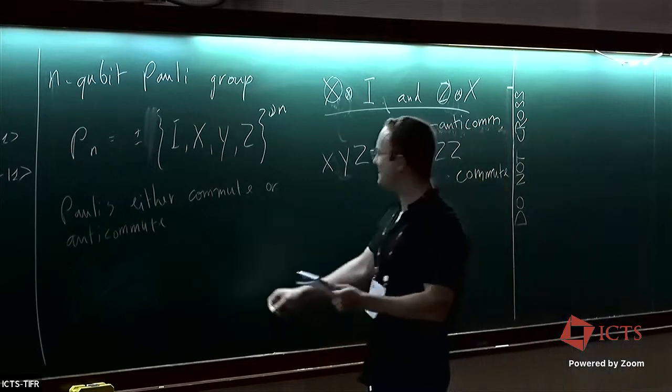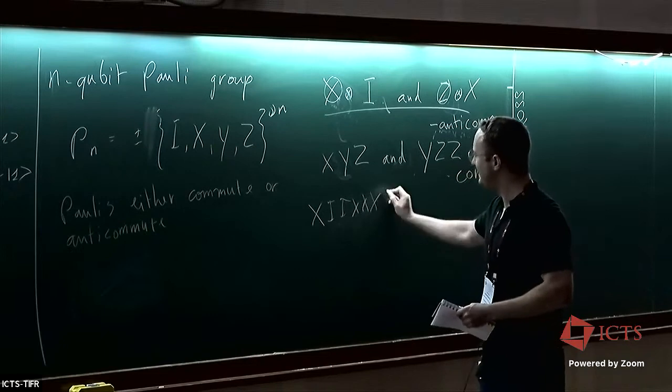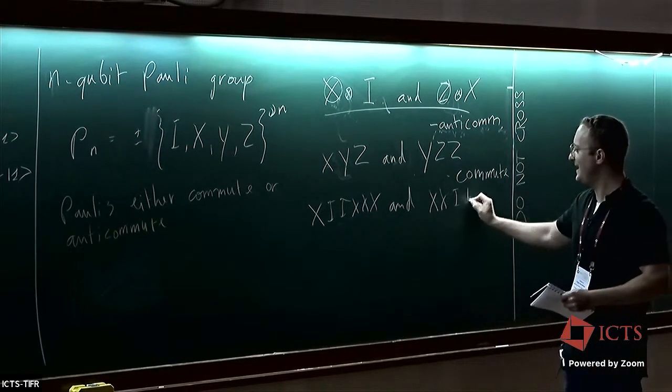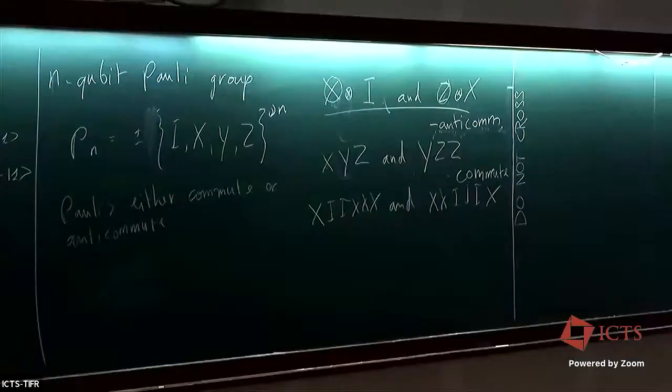And finally, XII, XXX, and XXIIIX. Who says anti-commute? No one? Okay, I think you got the idea. X and X commute, so we're good. All right. This summarizes the preliminary information here, so we'll get to some physics now.